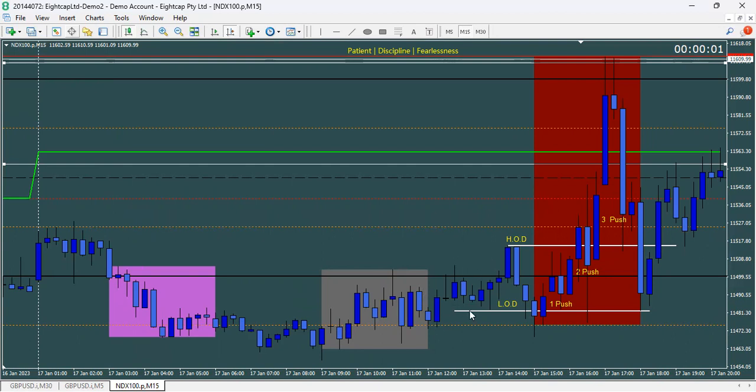So now, coming into our New York session, we know the New York session opens up at 8 a.m. Eastern Standard Time. As you guys can see, when the New York session opened up, here's our high of the day. This is our redrawn high, the most recent high. Here's our redrawn low, our most recent low of the day.